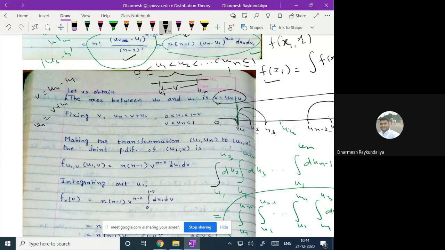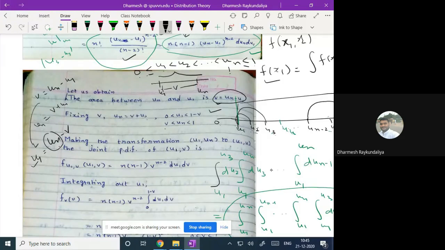But if you substitute, if you say that here u1 equal to un minus v. So what is the maximum range of un? It also lies between 0 to 1. So here the maximum is 1. So what is the maximum range of u1? u1 lies between 0 to 1 minus v. So that is how un lies between 0 to 1 minus v.